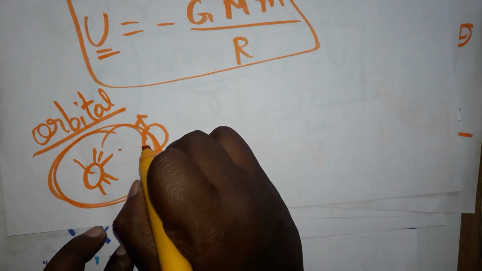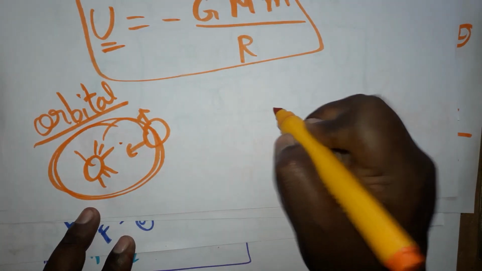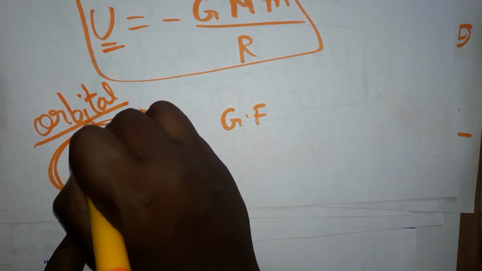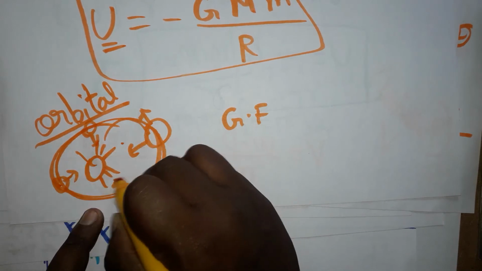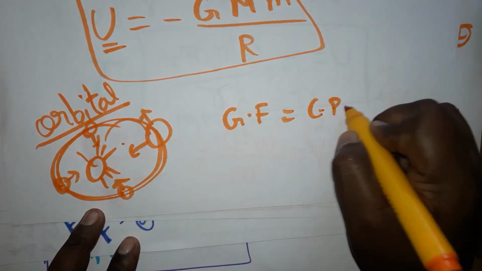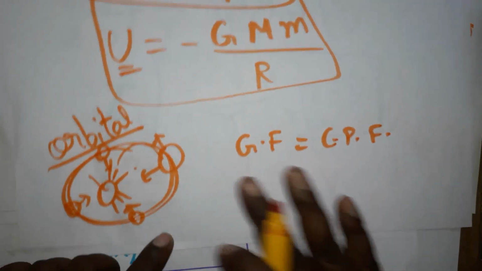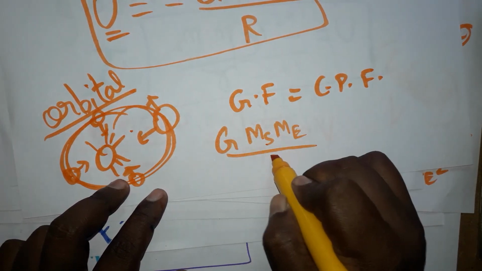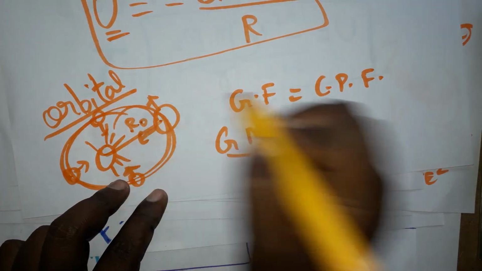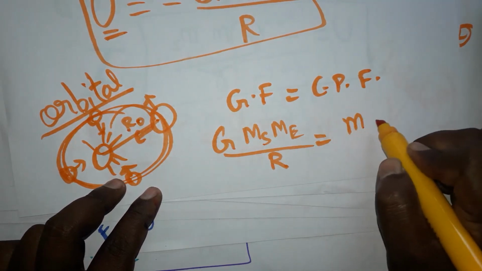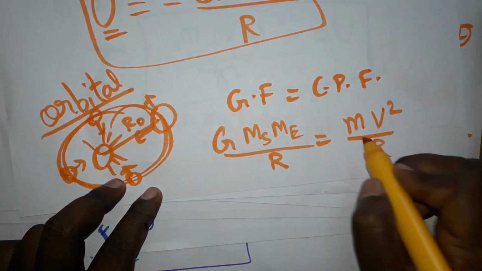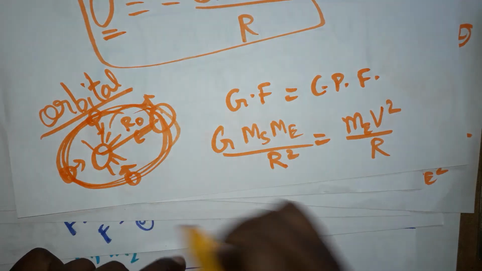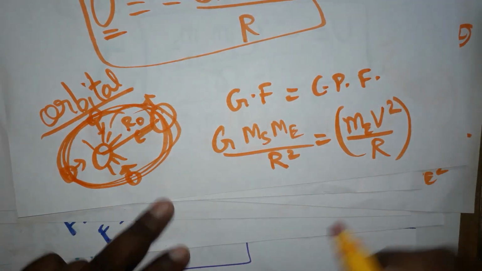The force attracted by the sun is called gravitational force. The force acting towards the center we call centripetal force, which is the cause of the circular motion. Gravitational force is equal to centripetal force. Gravitational force is G times mass of the sun, mass of the earth divided by the orbital radius squared, equal to the centripetal force m v squared by r. Here the mass is the mass of the earth, because the earth is revolving around the sun, so the centripetal force is for the earth, not for the sun.